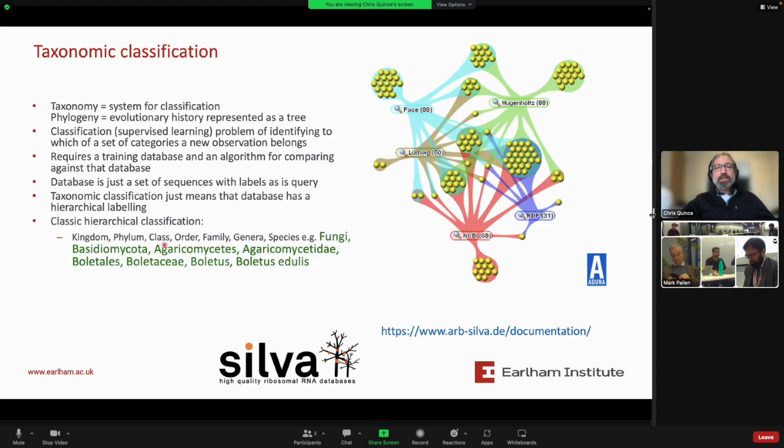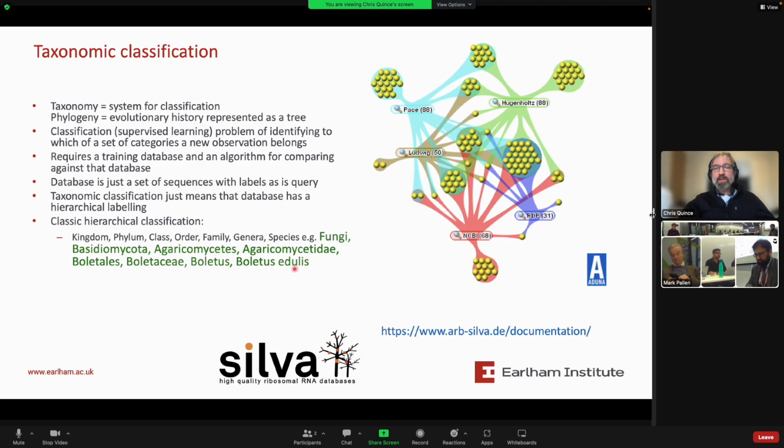And the key thing is it's a hierarchical labeling. So in the classic system, you've got kingdom, phylum, class, order, family, genus, and species. And here's an example. This is actually an edible mushroom, a porcini. It belongs to the kingdom of fungi. The phylum, well, I'm not going to try and say it, Basidiomycota. And its genus and species name is Boletus edulis. So that's actually the porcini.